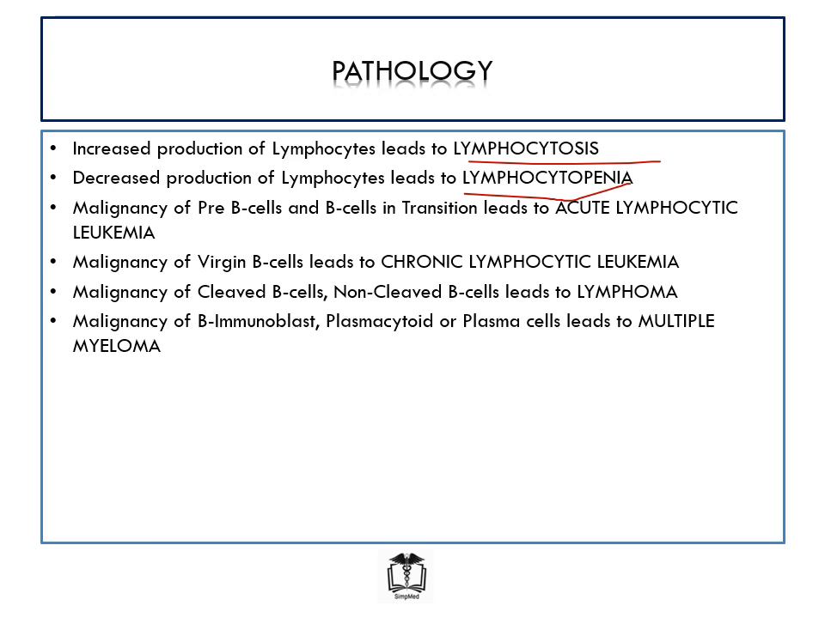Malignancy of the pre-B cell and the B cell in transition usually causes what we call an acute lymphocytic leukemia. This is a form of blood cancer. Then a malignancy of the virgin B cell usually leads to a chronic lymphocytic leukemia. When we talk about malignancies of the cells found within the lymph nodes, that's the cleaved B cell and the non-cleaved B cells, usually that will lead to a form of malignancy we call lymphoma. And then finally, malignancies of the B immunoblasts in the bone marrow, the plasmacytoid or the plasma cells themselves, usually lead to a form of malignancy we call multiple myeloma.